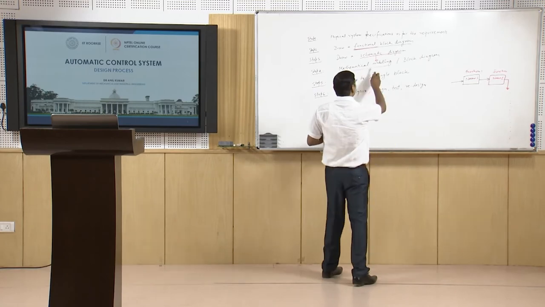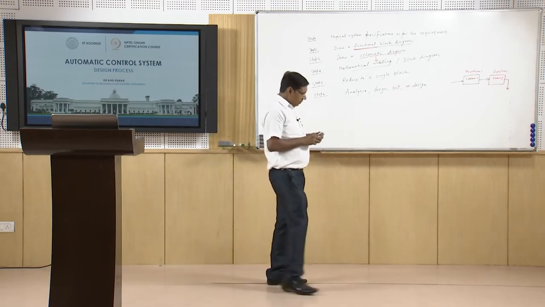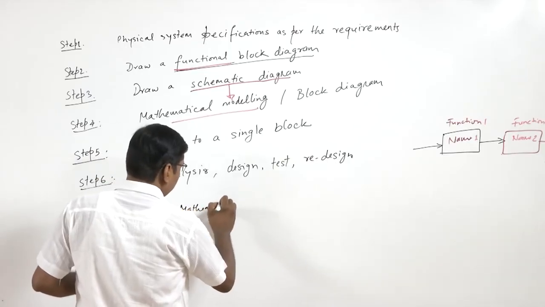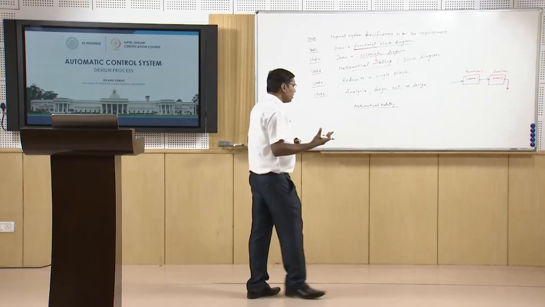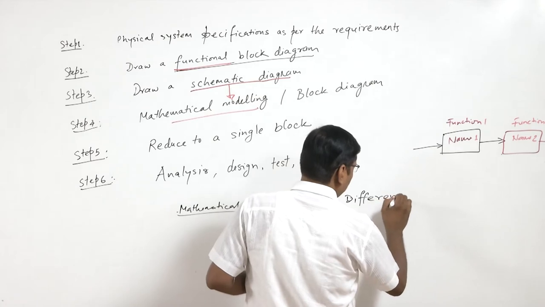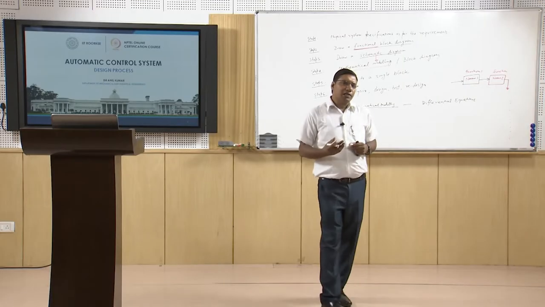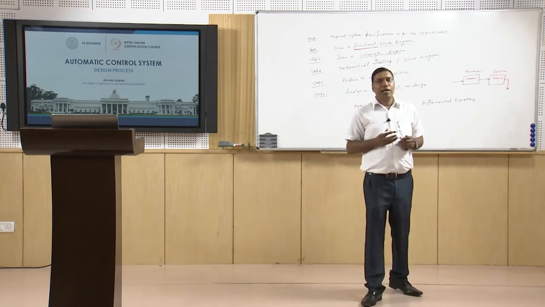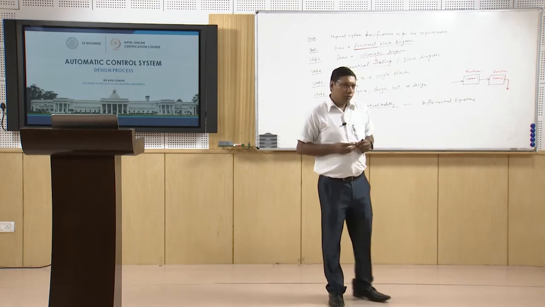And so we will do mathematical modeling, and this mathematical modeling can be done in various ways. We can use differential equations. If there is a mechanical system, we can apply Newton's second law and get the differential equations for this system. If there is an electrical component, we can apply Kirchhoff's laws of current and voltage, and we can get again the differential equations for the system.